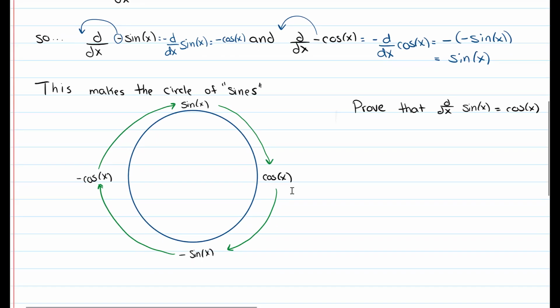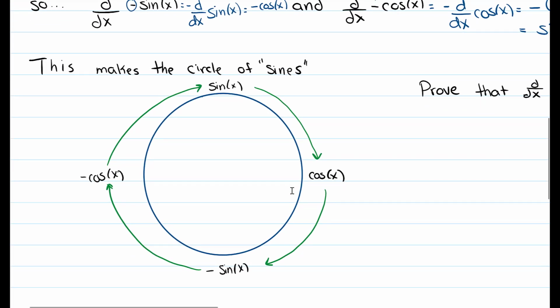And so what we get is what I like to call the circle of sines. So this green arrow represents the derivative, d/dx. So the derivative of sine of x is cosine. The derivative of cosine is negative sine. The derivative of negative sine is negative cosine. And then the derivative of negative cosine is back to sine. This is something you're going to have to memorize.